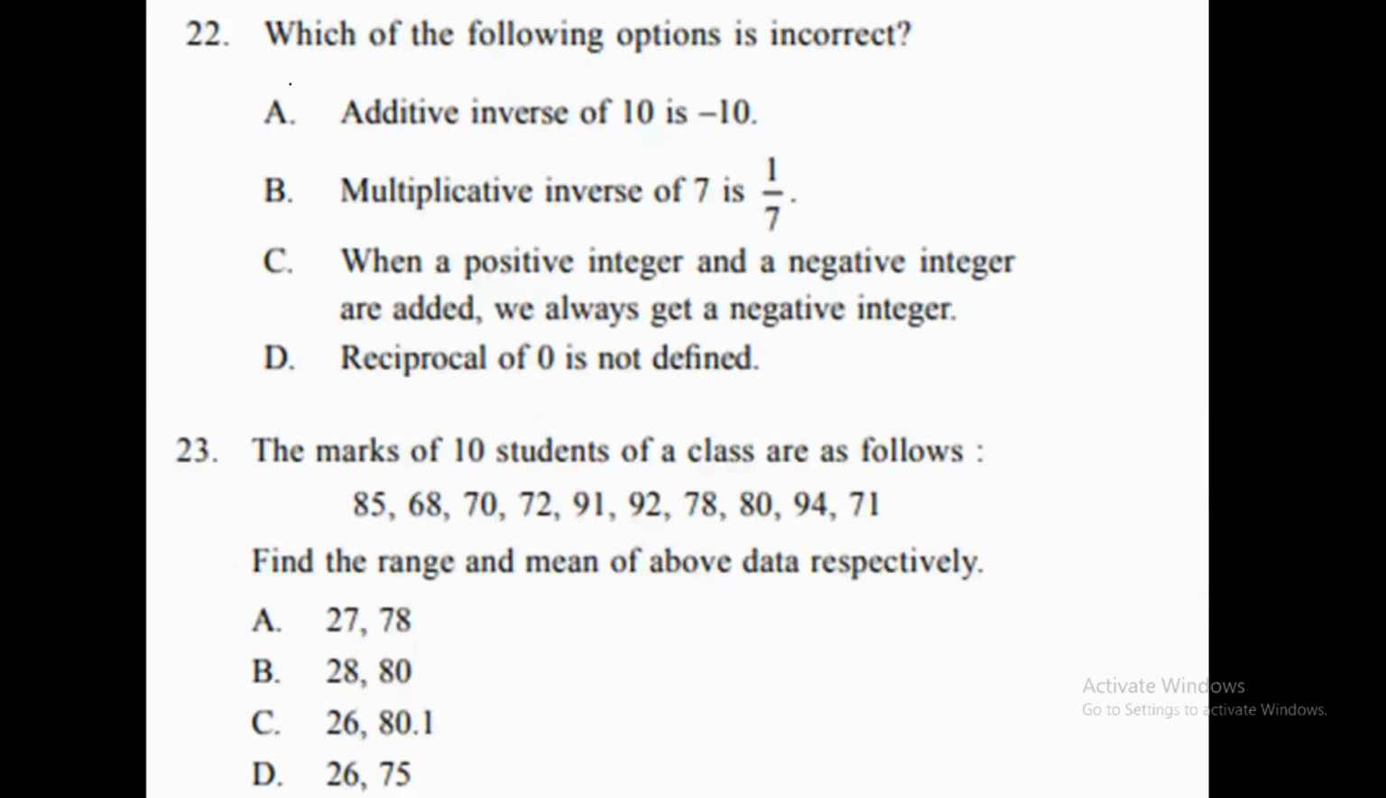Now let's come to question number 22. Which of the following options is incorrect? Additive inverse of 10 is minus 10, that is correct. Multiplicative inverse of 7 is 1 by 7, that is also correct.